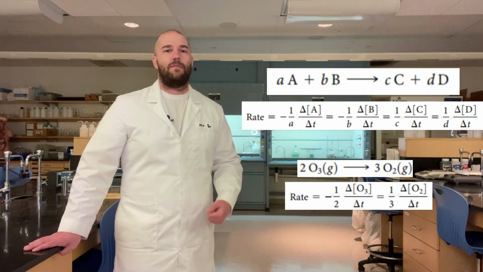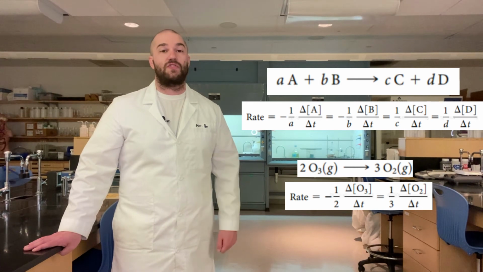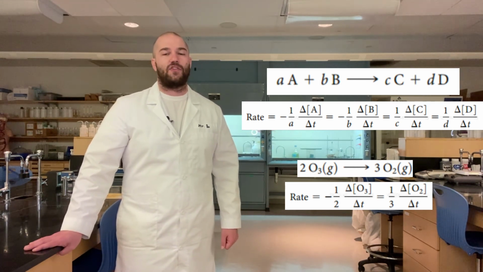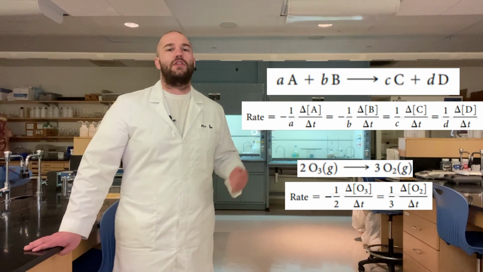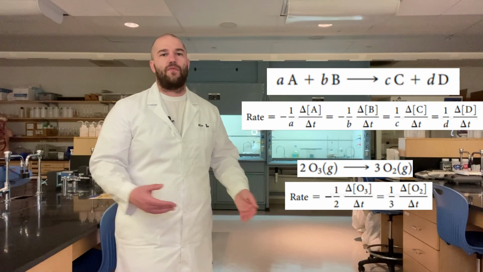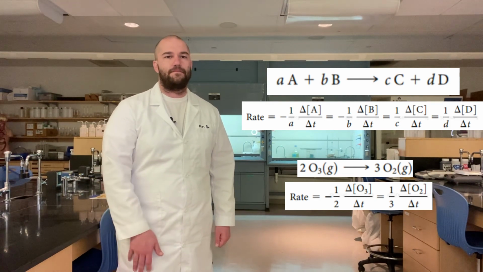And that's also going to be equal to the formation, so it's going to be positive 1/3 the formation of oxygen gas over time. So you could start using your stoichiometric coefficients as fractions to solve for one of these things or the other.